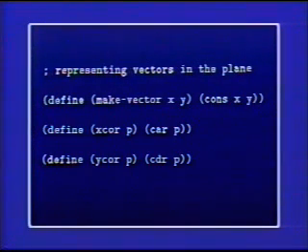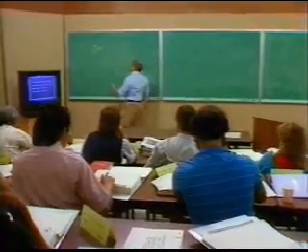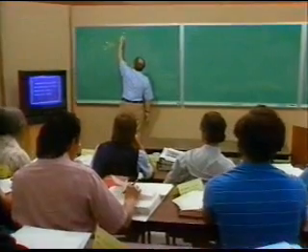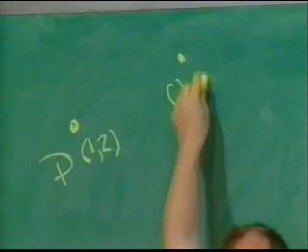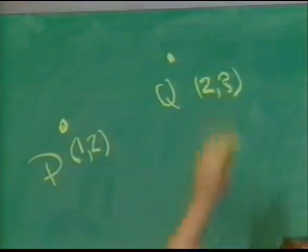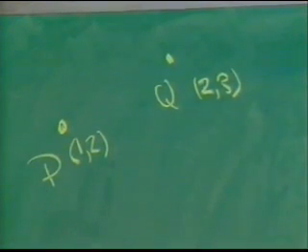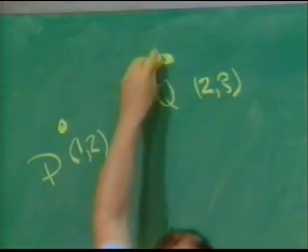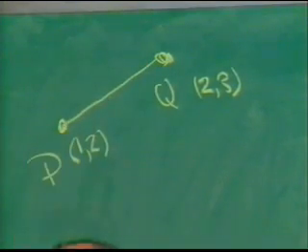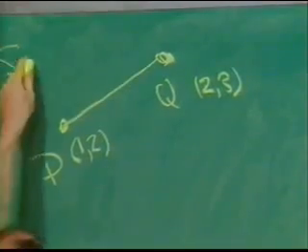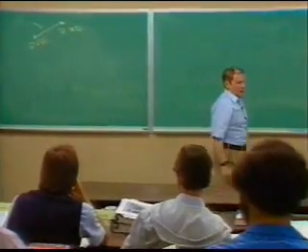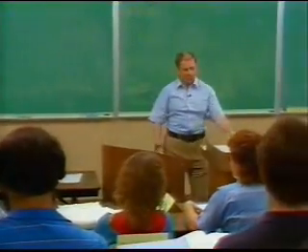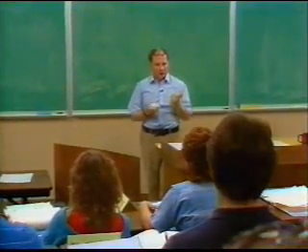Well, given points in the plane, we might want to use them to build something. So for instance, we might have a point P and a point Q. P might be the point 1, 2, and Q might be the point 2, 3. And we might want to talk about the line segment that starts at P and ends at Q, and that might be the segment S. So we might want to build points or vectors in terms of numbers, and segments in terms of vectors.